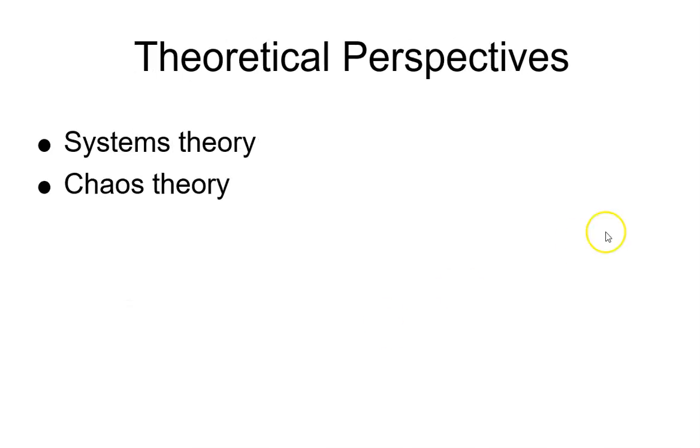We look at theoretical perspectives. I'm not going to go over this specifically because you guys have already studied this in a couple of things, but the systems theory means what affects one part has some effect on another part, on another part, on another part. And then the chaos theory is that we're putting things together and seeing what comes out at the end.